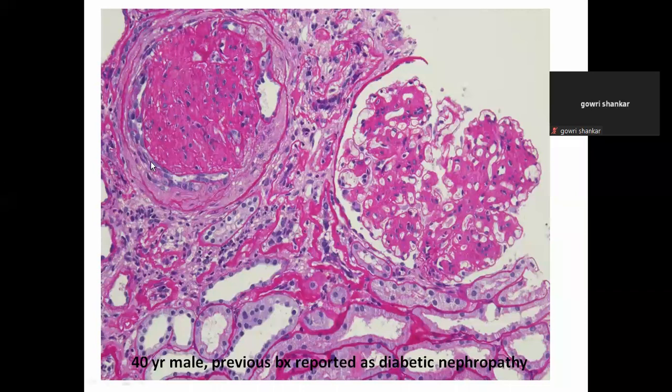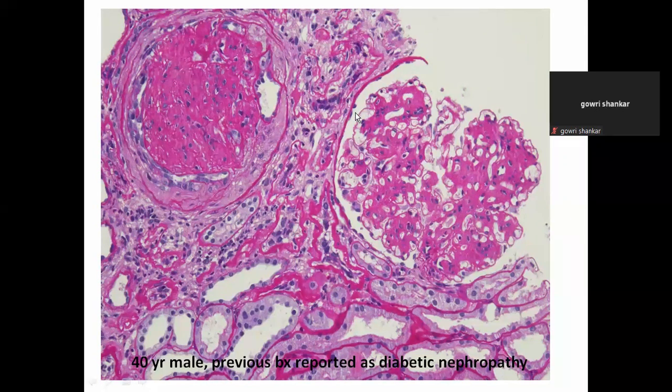In this case, I won't be able to definitely say whether there is a pseudo crescent or a true crescent, but it looks like a pseudo crescent rather than a true crescent. The reason being, the Bowman's capsule is absolutely intact. Normally, whenever there is a crescent, there will be some rupture in the Bowman's capsule, and some reactionary changes in the Bowman's capsule, which are not occurring.